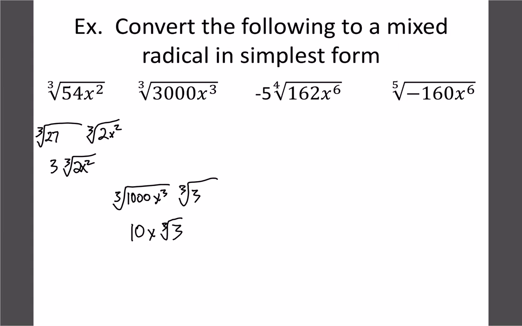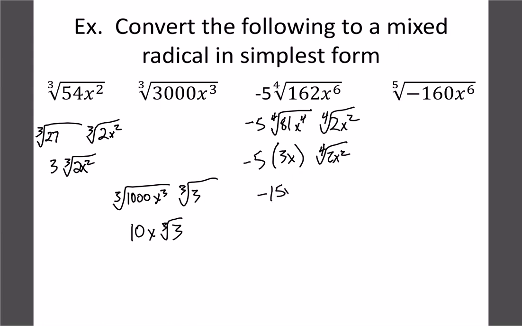Next one, 4th root. So leave the negative 5 out for the time being. 162 in a 4th root, break into 81 and 2. And we have x to the 6. We want to pull out multiples of 4, so we'll take out 4 of them. And we'd have 2 left over. So our next step, 4th root of 81 is 3, so we'd have 3x. So 3x times negative 5 would be negative 15x, 4th root of 2x squared would be our final answer.